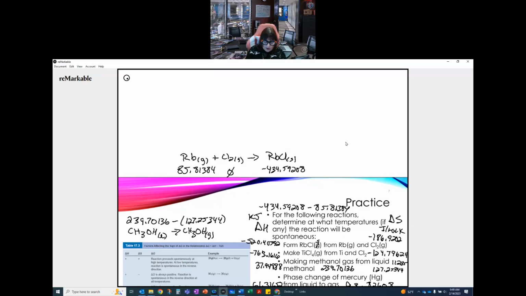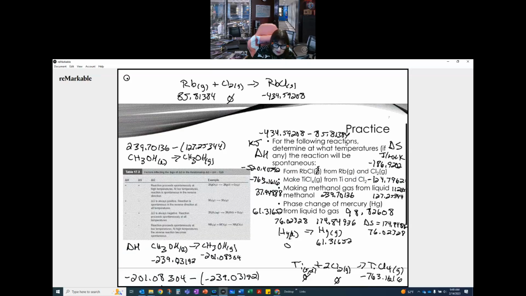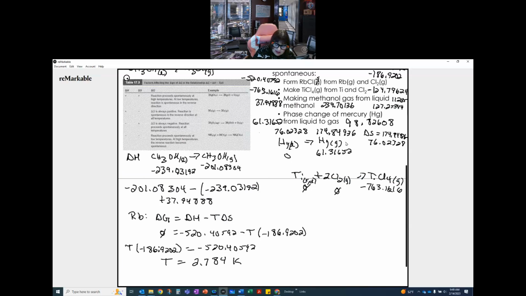So I have two options. There are two ways that I can handle this. Either one of them works, really doesn't matter. But we have to make sure that we take that into account. So if this is kilojoules, I can either divide the 186.9202 to make that kilojoules, or I can transfer this to joules. Now, I prefer to go to kilojoules.